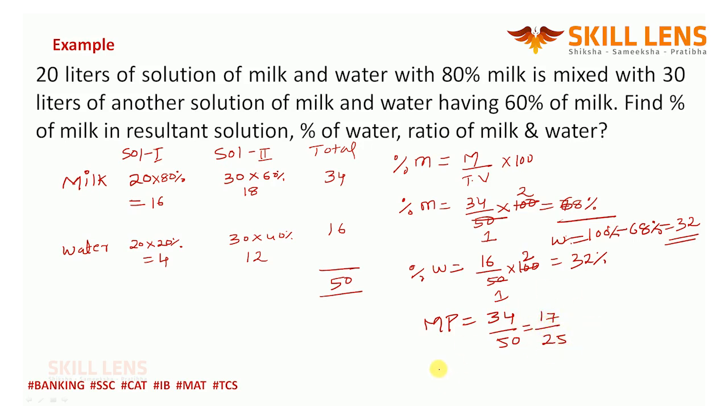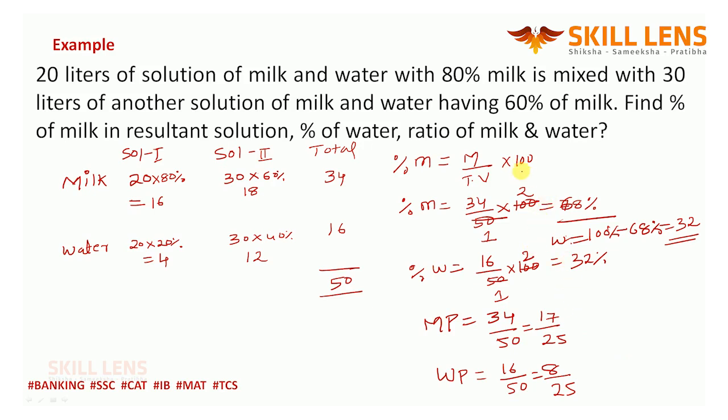So this will become your milk proportion. Do you really need to calculate water proportion by writing 16 by 50? Not really. Because 1 minus 17 by 25, or check the difference between 25 and 17. Okay, so what is the difference here? The difference here is 8. So you can write 8 by 25, because 8 by 25 plus 17 by 25 will result in what? 1. So this is how you can get your milk proportion and water proportion.